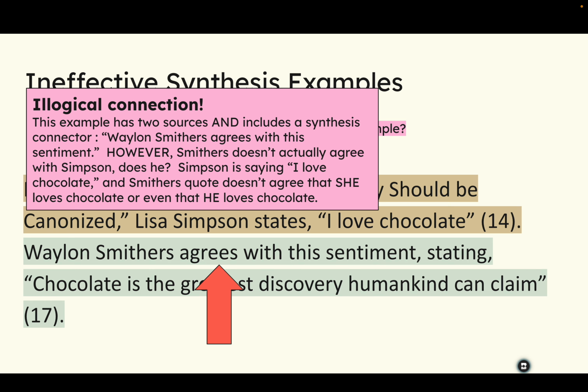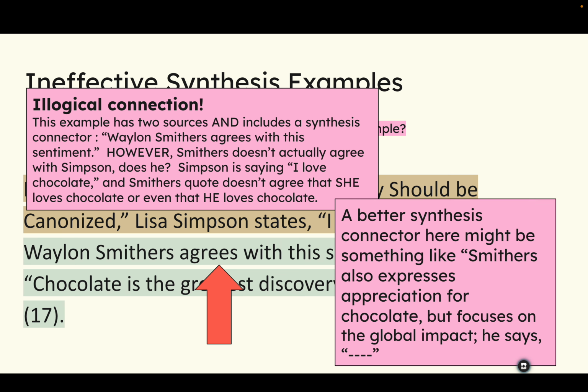In this case, the connection between the two is not really logical. Simpson says, "I love chocolate." Smithers isn't agreeing that she loves chocolate or that he loves chocolate. He's actually making a completely different point. So the synthesis connector in this case is just a little bit illogical. Make sure the connection that you're drawing between sources is accurate and makes sense.